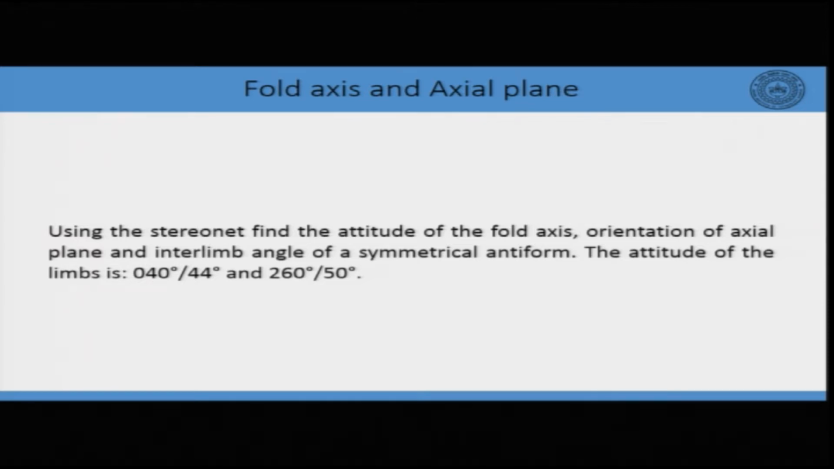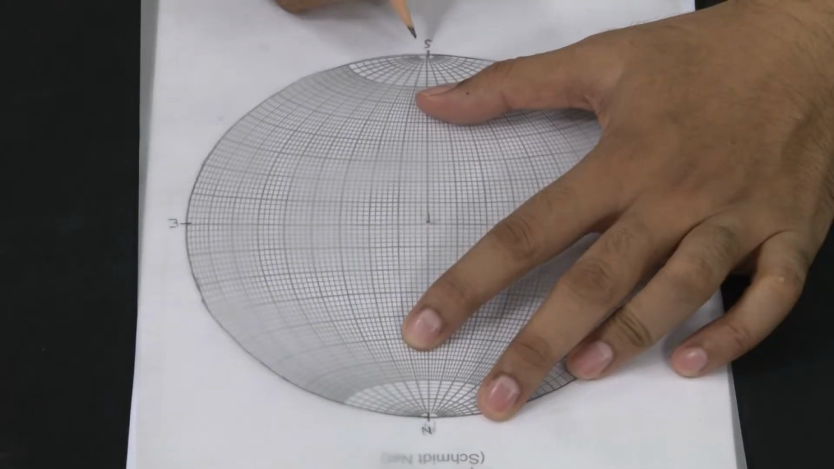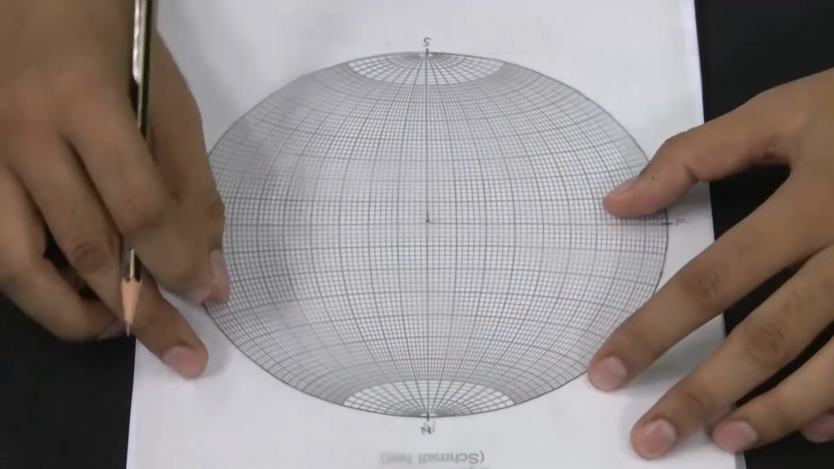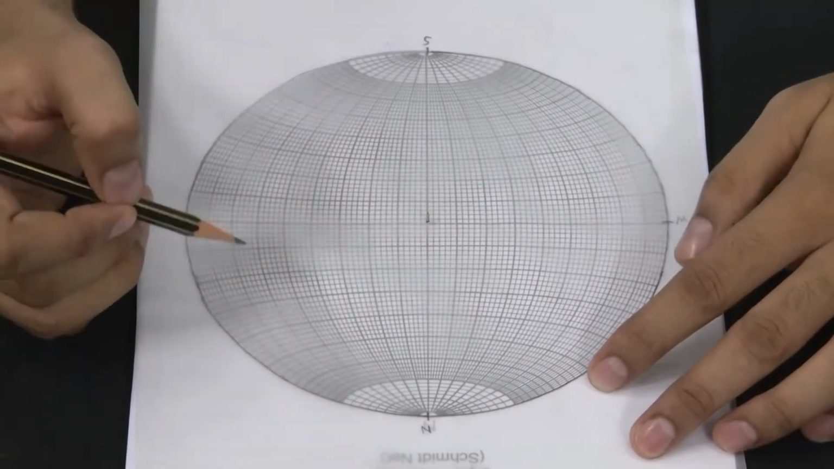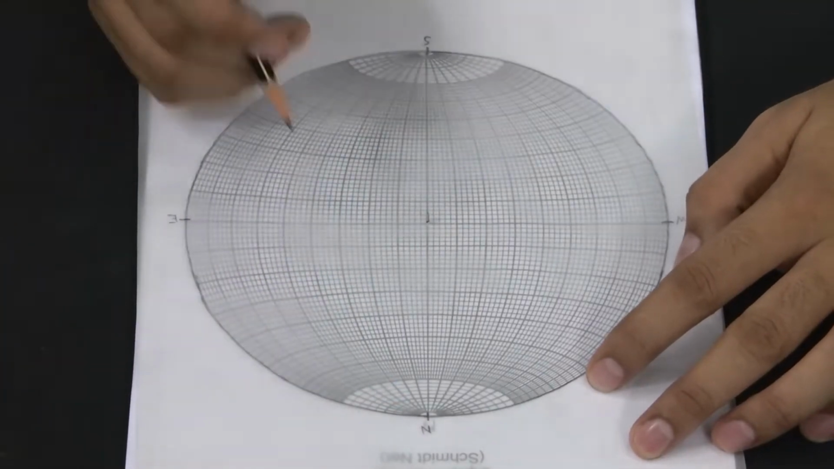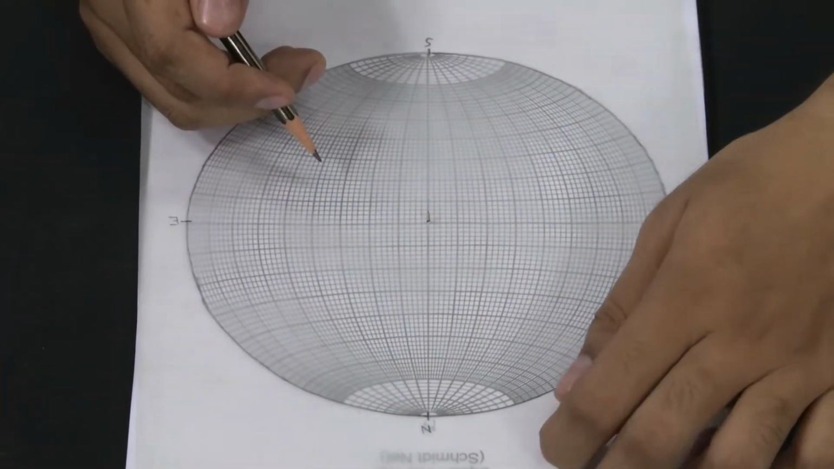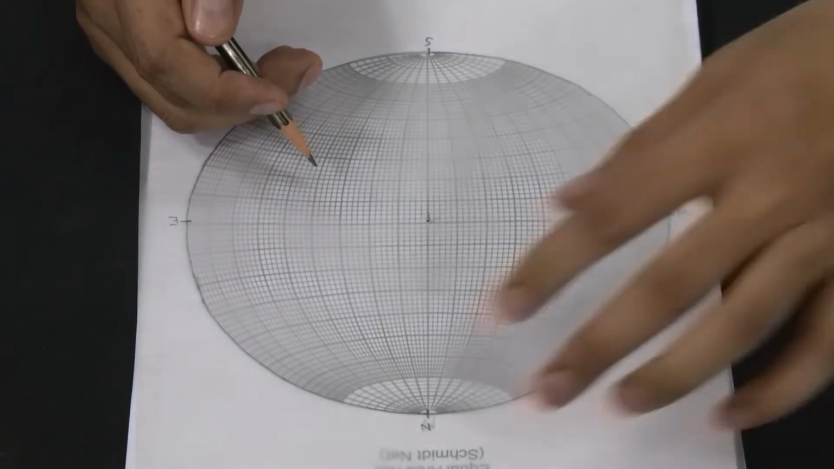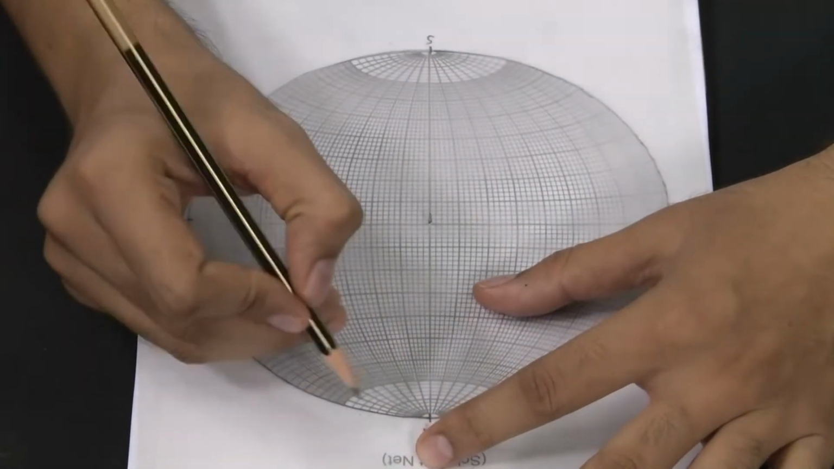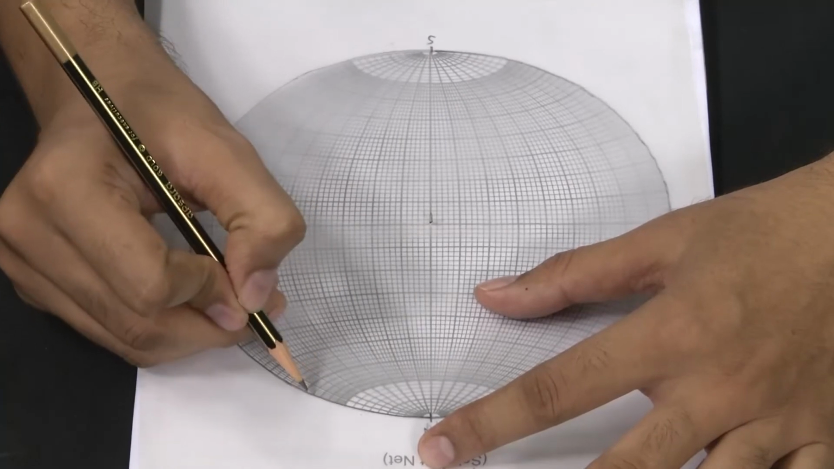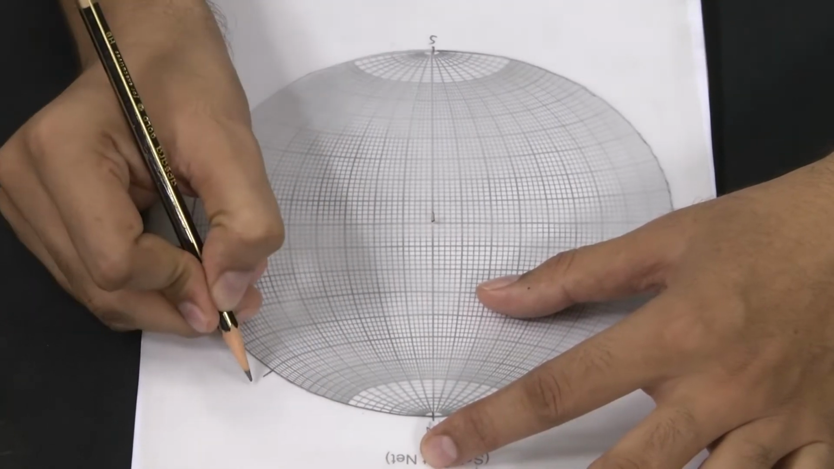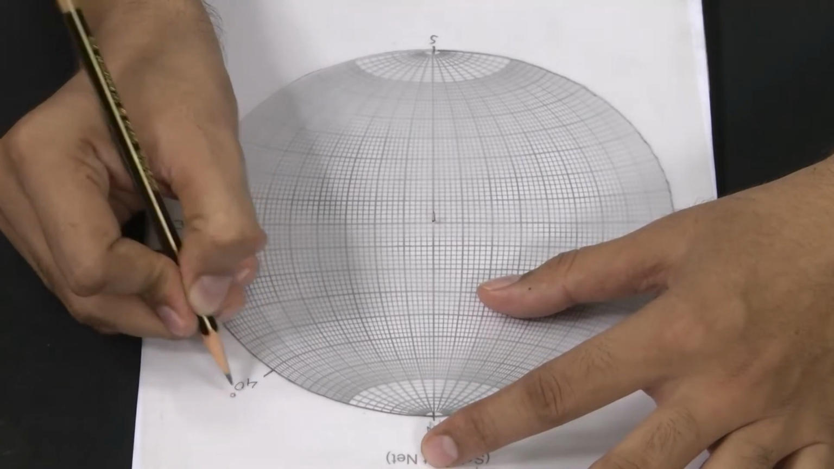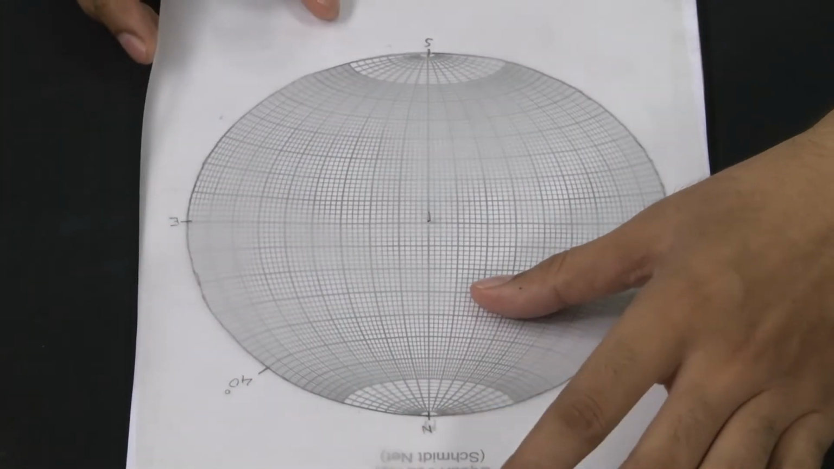So, we will plot it on the Stereonet. The primitive circle is already marked on the tracing paper and direction north, east, south, west is also marked. So, the attitude of the first limb is strike 40 degree and dip is 44 degree. First we will mark the strike, this is 10, 20, 30, 40, this is 40 degree and dip is 44 degree.